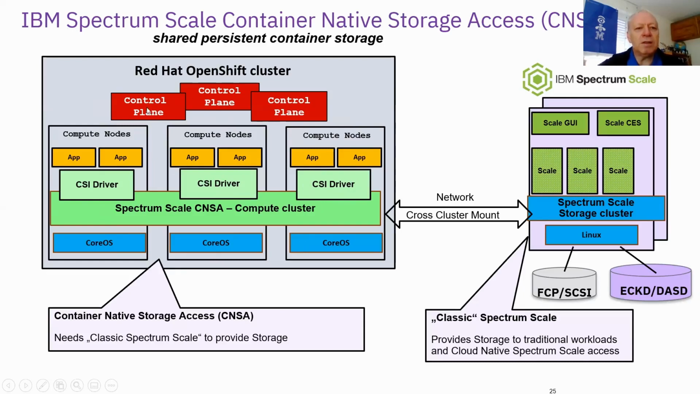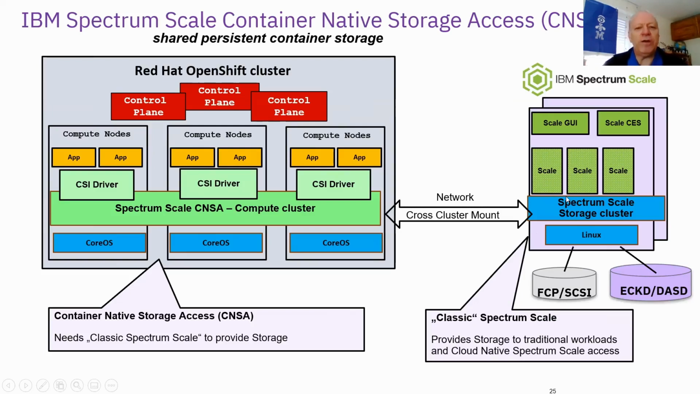You see that it is not attaching to control planes. The control planes just need your local storage, and the Spectrum Scale container native storage access now accesses through a cross-cluster mount to an existing Spectrum Scale storage cluster that can be an enterprise storage cluster, a Spectrum Scale ESS storage, and with that you can share. All the applications can access the same data through the Spectrum Scale cluster.